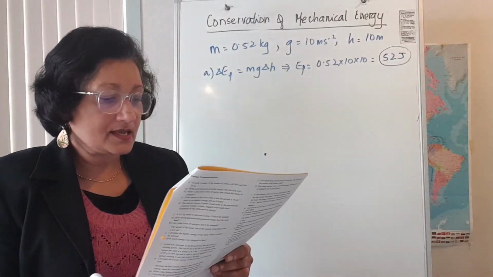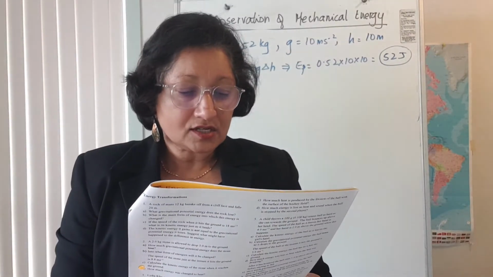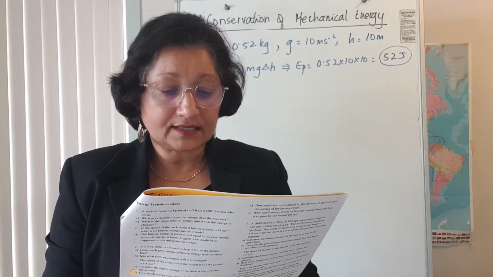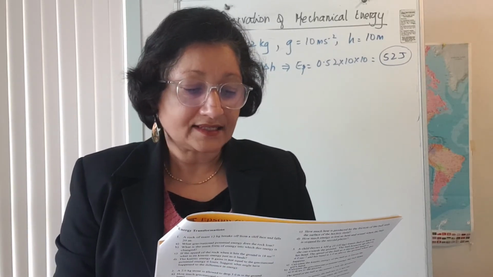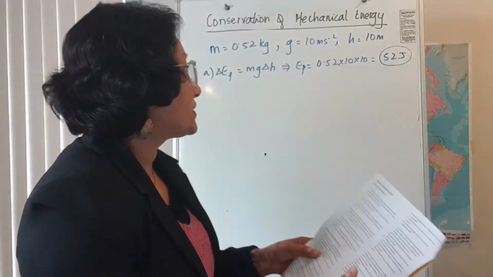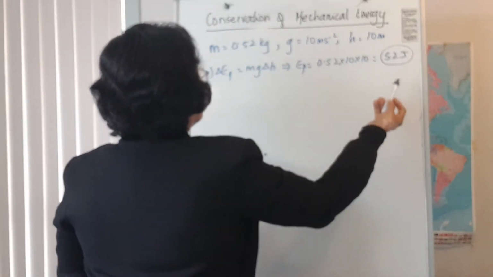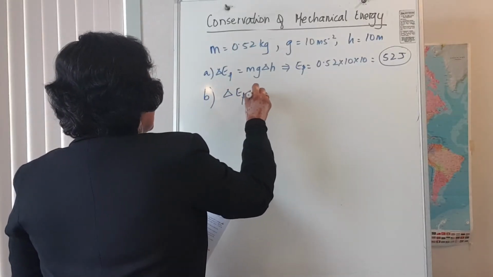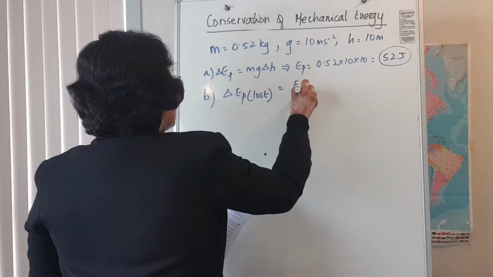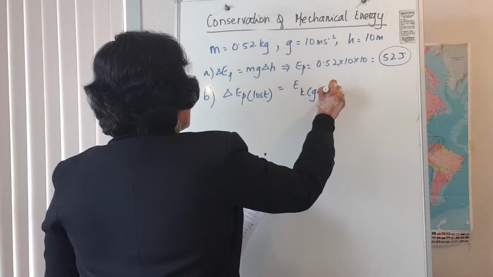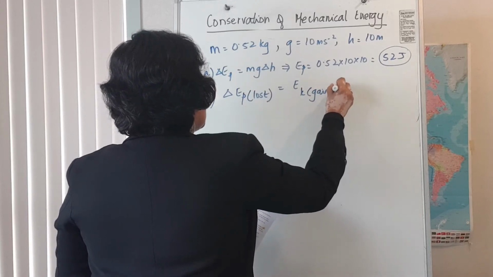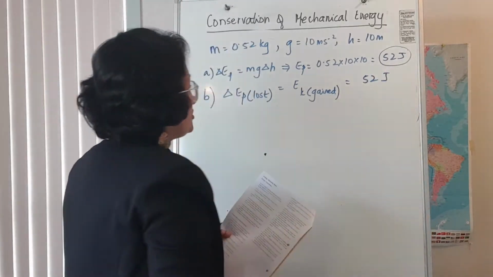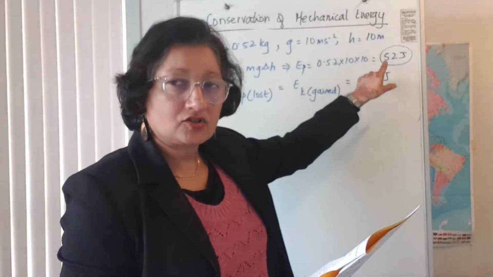Part B is: use gravitational potential energy gained is the same as the kinetic energy lost to state the kinetic energy of the ball as it left the thrower's hand. So whatever energy is gained, it's because it's been changed from kinetic energy. The way that we write this is EP gained equals EK lost. EP stands for gravitational potential energy, EK stands for kinetic, and it's the same number. There's no calculation that you have to do here, because you've already calculated the energy.